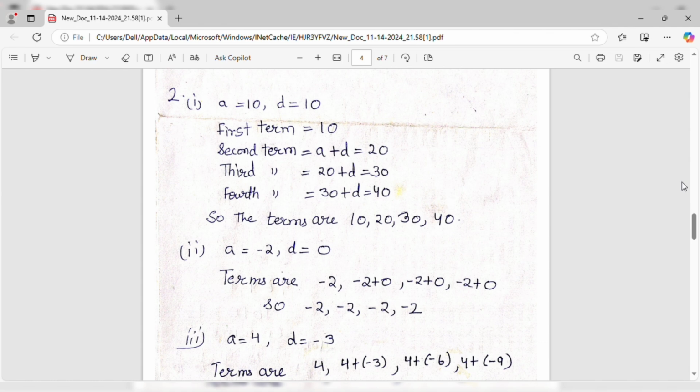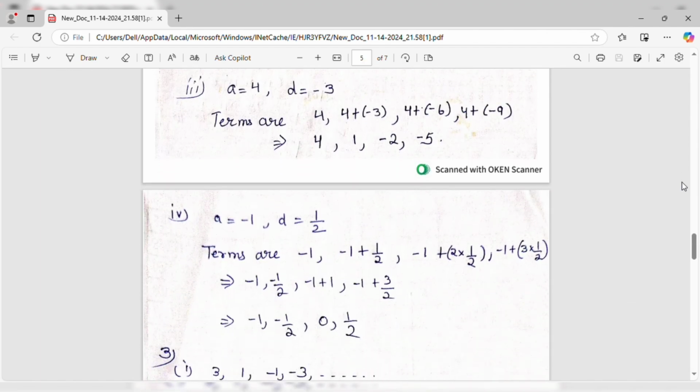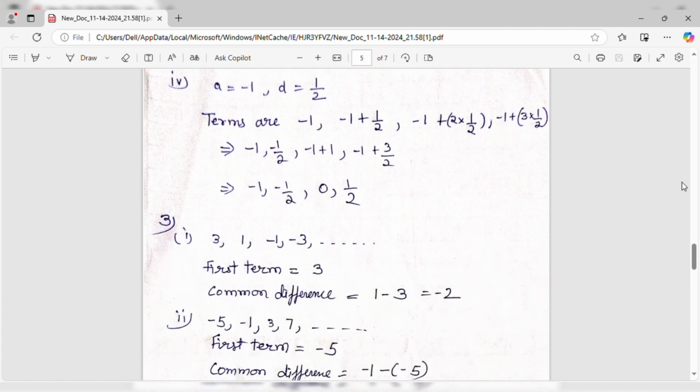In the third part, A is 4 and D is -3. After adding -3 each time to the previous number, we will get the 4 terms as 4, 1, -2 and -5. In the fourth part, A is -1, D is 1 by 2. So the terms would be -1, then we will add 1 by 2, we will get -1 by 2, then 0 and then 1 by 2.